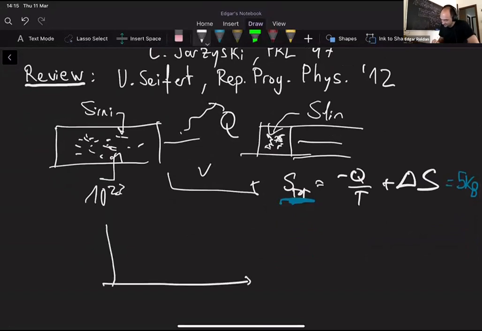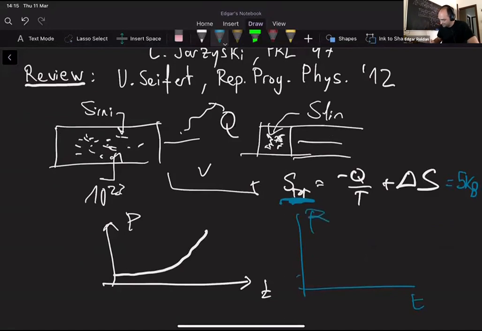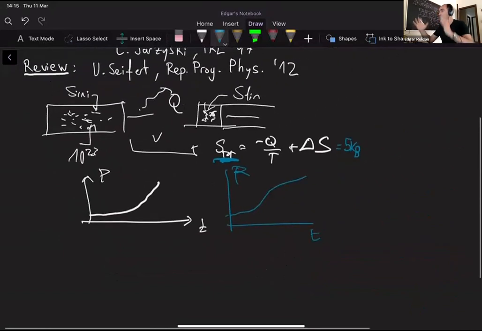You had a protocol, which was, for example, you were changing the volume of the gas or the pressure. So you were increasing the pressure, something like this. And you had the response of your system, which was, for instance, the volume, which was decreasing. Let me call the response R, a curve like this. Fine. So it means you do one protocol and you get out of it one response. When you have a small system, this is not the case.